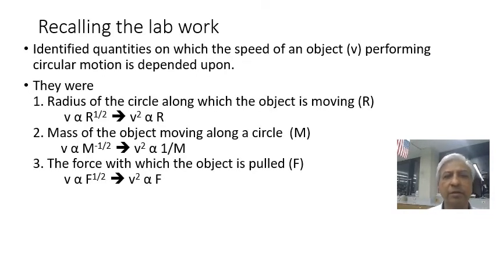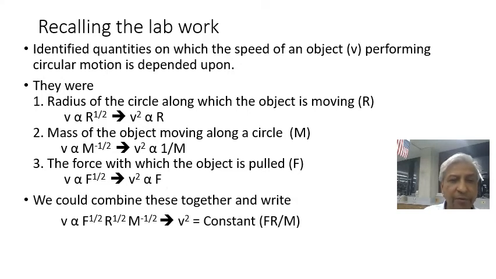There were the radius of the circle r, the mass of the object m, and the force with which the object is being pulled F. V varied directly as the radical of R, or V squared varied directly as R. And V varied inversely as the radical of mass, or the velocity squared varied inversely as mass. Velocity varied directly as the radical of the force that is pulling it, or V squared was directly varying as the force.